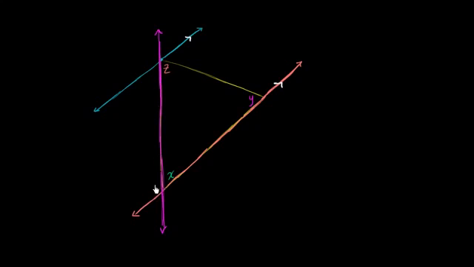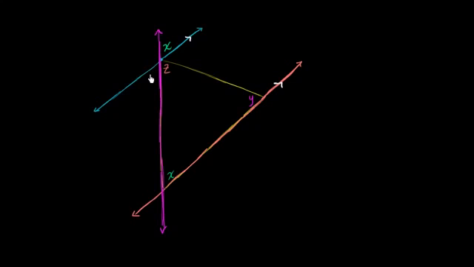Now, if we have a transversal of two parallel lines, then we must have some corresponding angles. And we see that this angle is formed when the transversal intersects the bottom orange line. Well, what's the corresponding angle when the transversal intersects this top blue line? What's the angle on the top right of the intersection? Angle on the top right of the intersection must also be x.